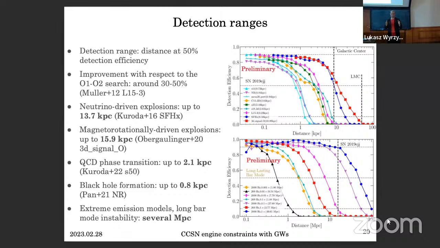But the range is only 0.8 kiloparsecs, for this specific model. For other models, when you have fast rotation, it's even 100 times further. So the range can really go up and down.